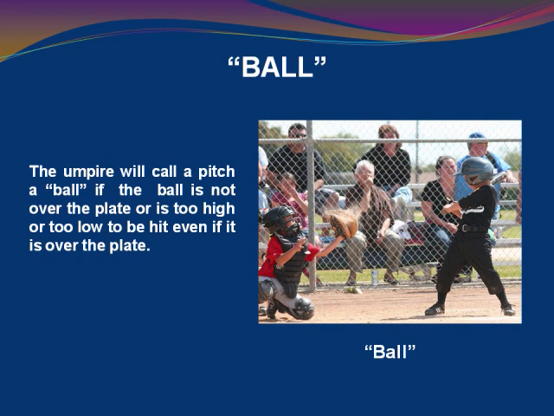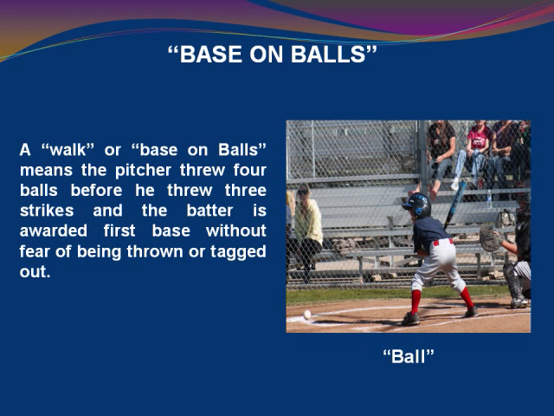The umpire will call a pitch a ball if the ball is not over the plate or is too high or too low to be hit, even if it is over the plate. Sean is seen catching a ball here. A walk or base on balls means a pitcher threw 4 balls before he threw 3 strikes, and the batter is awarded first base without fear of being thrown or tagged out. This is obviously a ball being thrown to Sean.